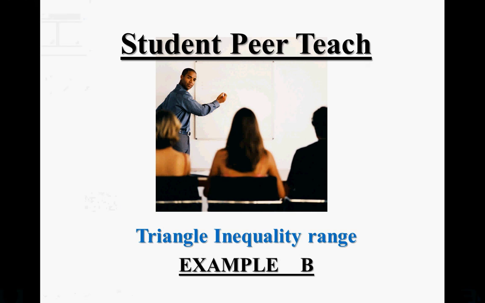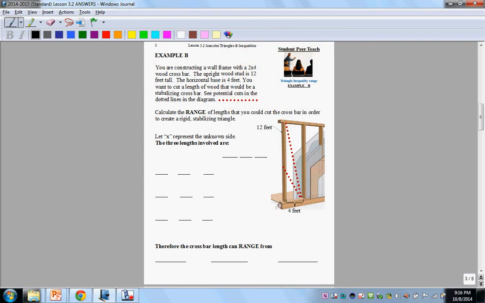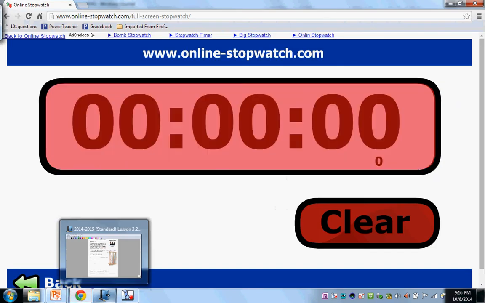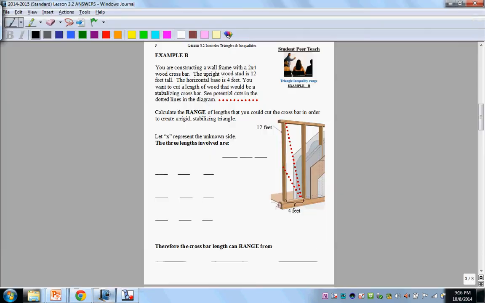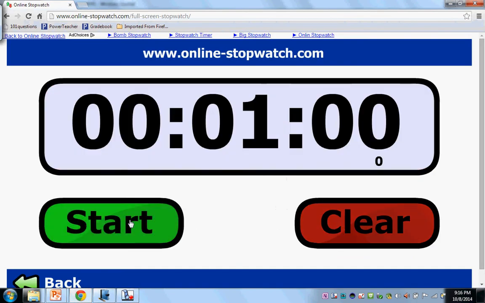This is the student peer teach problem, example B, the triangle inequality range. You should be looking at this page, and what I'd like you to do is in 1 minute, go as far as you can, as fast as you can by yourself on this problem. At least read the instructions and see what you can do on your own. Go.